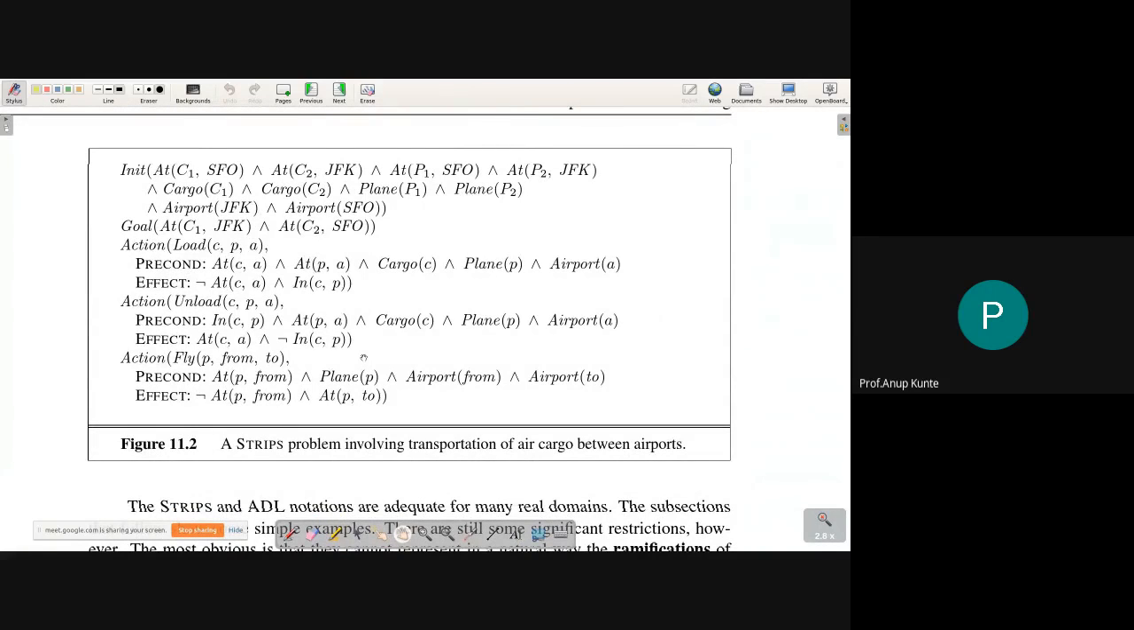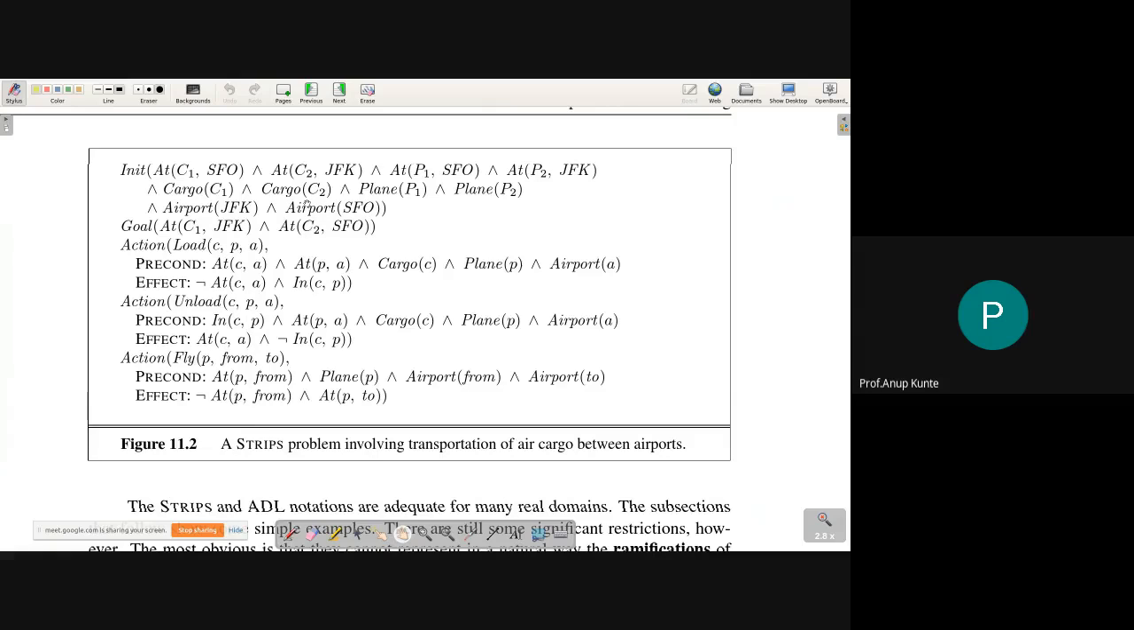See what we have here is init, which means the initial state, and this init starts at this point and ends over here. This init has 10 predicates, which say C1 is at SFO, C2 is at JFK, P1 is at SFO, P2 is at JFK, C1 is a cargo, C2 is a cargo, P1 is a plane, and P2 is also a plane, JFK is an airport, SFO is an airport.